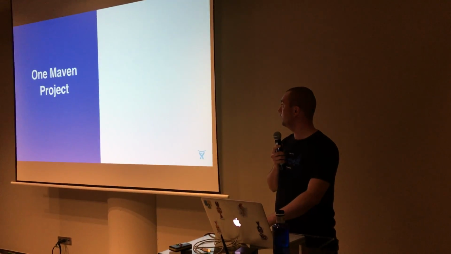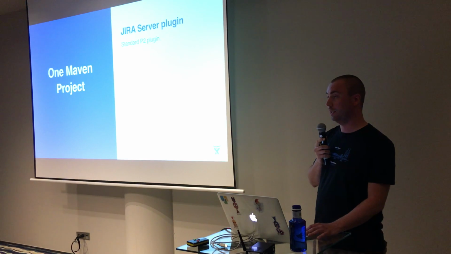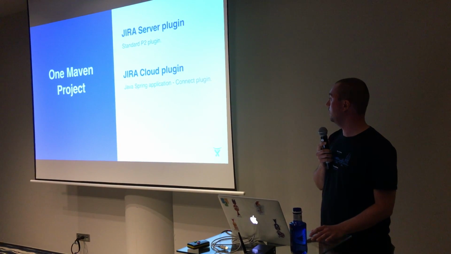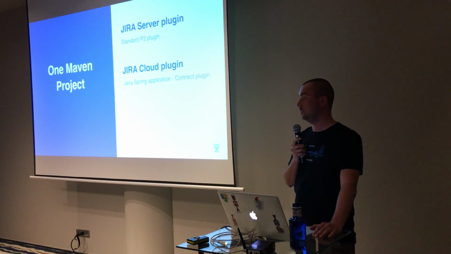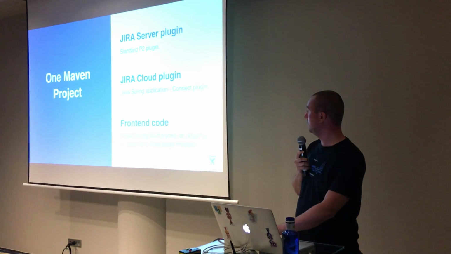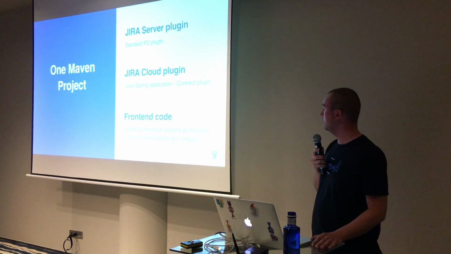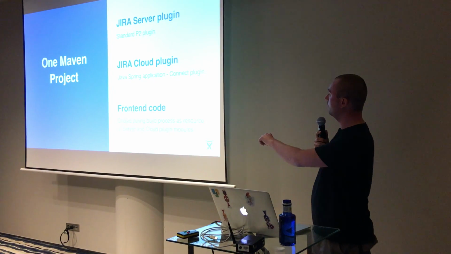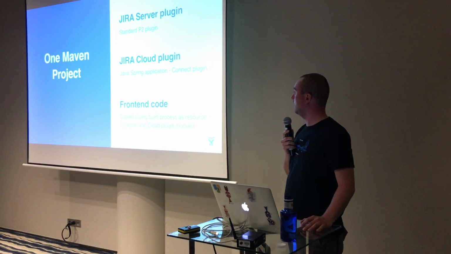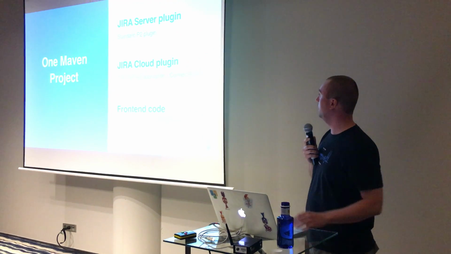So, architecture of this whole solution. We have one Maven project, and in this one Maven project we have 3 modules. The first one is JIRA Server plugin. It's a standard P2 plugin. The second one is JIRA Cloud plugin. It's actually a Java Spring application. It creates a WAR file and we just upload it into the cloud server. And finally, this is like the most important thing here, it's our front-end code. During the build process, this front-end code is actually copied into JIRA Server module and JIRA Cloud module. So we have the same code base for front-end code in both places.